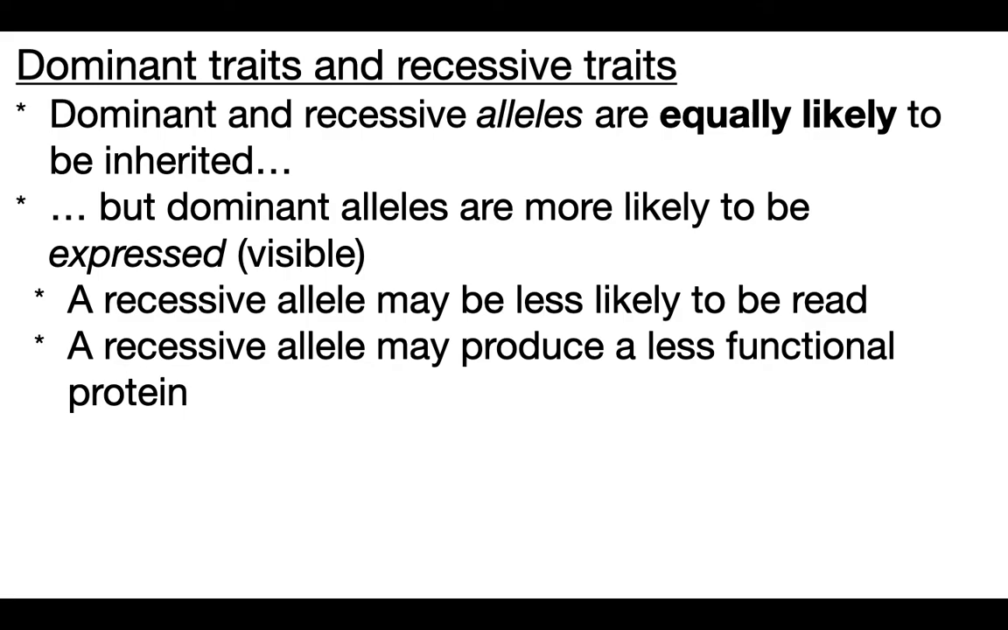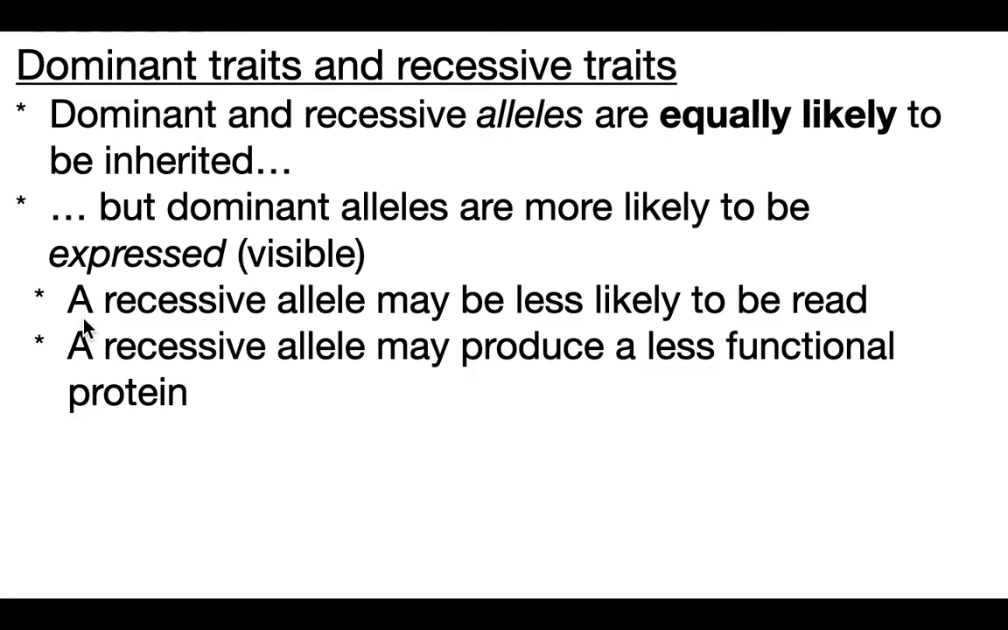Now, let's talk about dominant and recessive traits. First of all, dominant and recessive alleles are equally likely to be inherited. I want to make that really clear. But dominant alleles are more likely to be expressed. That is to say, they're more likely to become visible. And there are two different mechanisms that can help explain most of that difference in dominant allele expression. A recessive allele may be less likely to be read and used than a dominant allele.